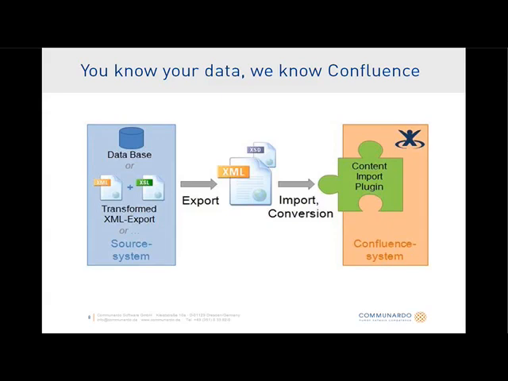So what you just have to do is you take your database from the source system, which could really be a database or flat files, XML exports, whatever you like, and you transform them or export them into an XML file. And then afterwards you take this XML file and import it into the Confluence system. And at this point you can use the content import plugin.